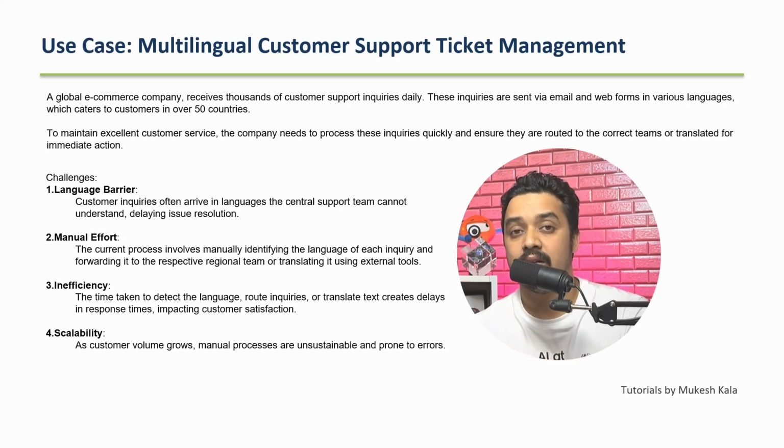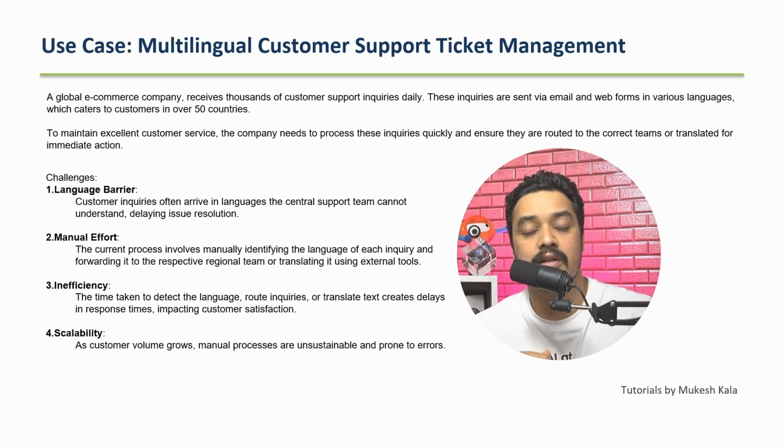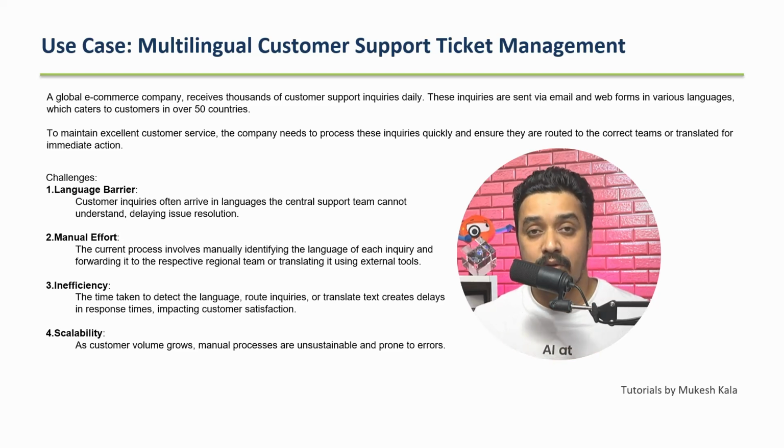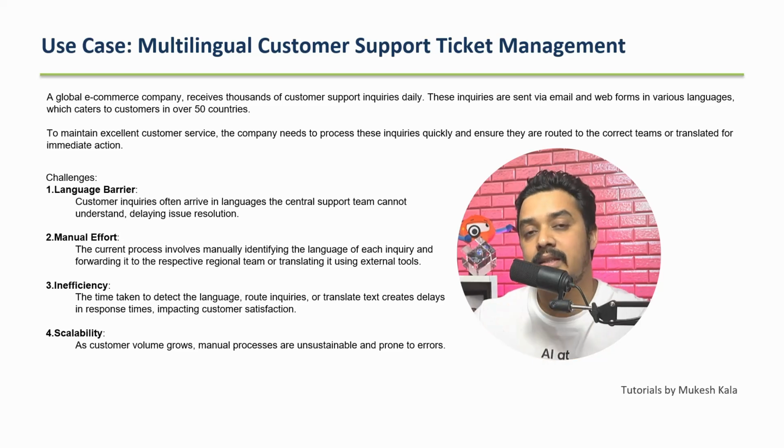Second reason, manual effort, right? The current process involves manually identifying the language, then forwarding it to the respective team. So currently that e-commerce company had different departments. One department taking care of English, another department taking care of, let's say, Chinese, a third department taking care of Hindi, right? So there is a lot of manual work. First the input comes, they identify it, they send it to the respective department, they do the processing, then they send the output back to the customers. So it is a lot of manual effort and it takes time.